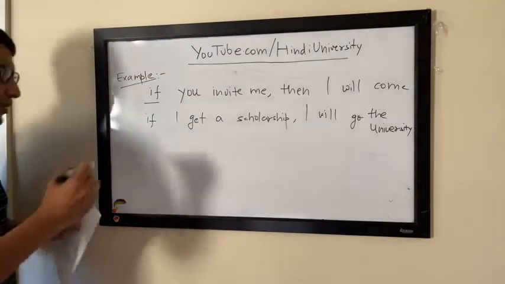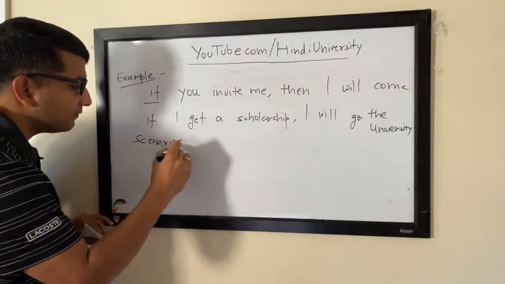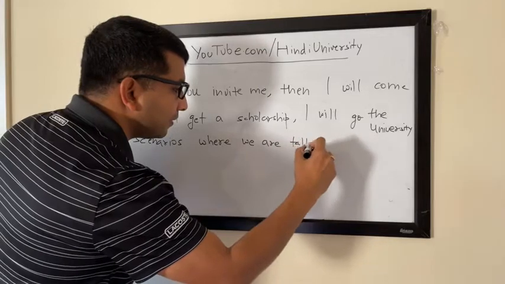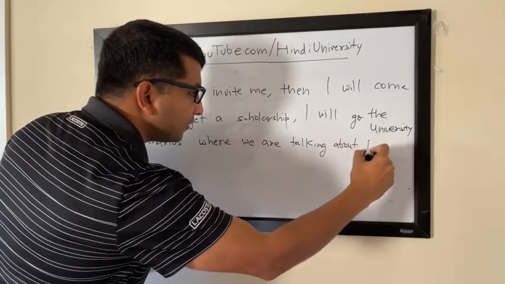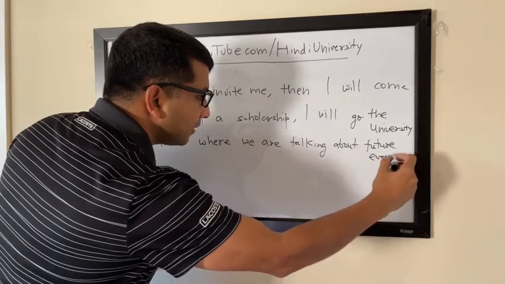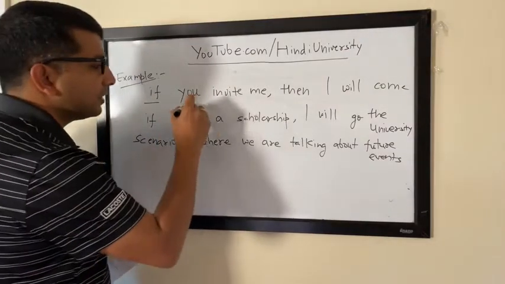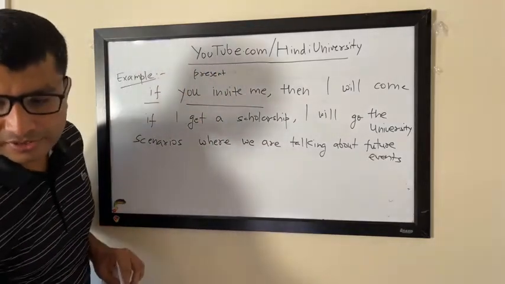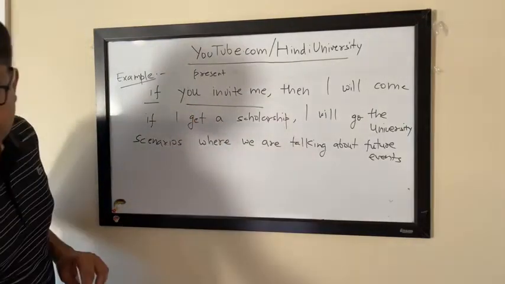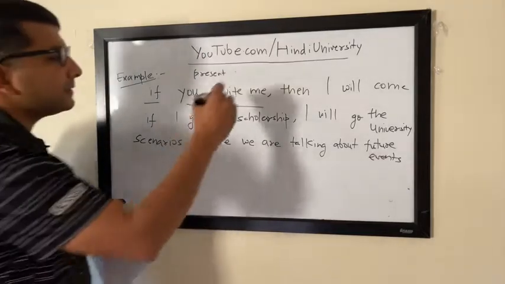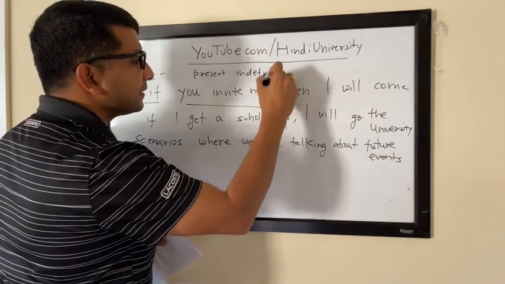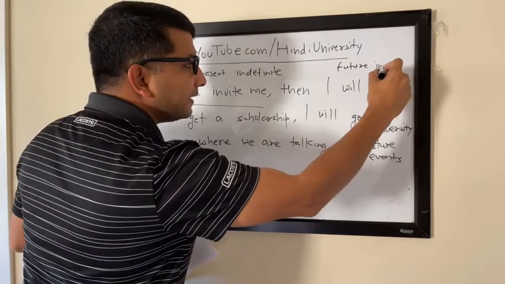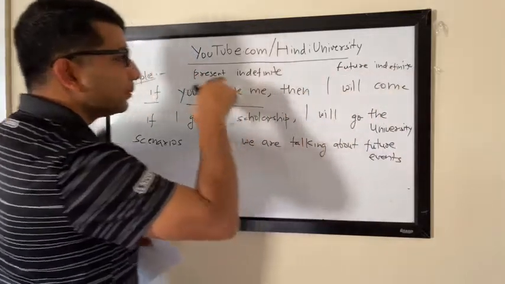Okay, so now imagine scenarios where you are thinking about future events, where we are talking about future events. In this case, you will notice in English, the first one is in present. So think about, these are the level 0-1 conditional sentences. The first sentence is written in present indefinite tense. That's the form of the verb you have. And the second clause is in future indefinite. So right now we are talking about those sentences where the first one is in present indefinite, right?